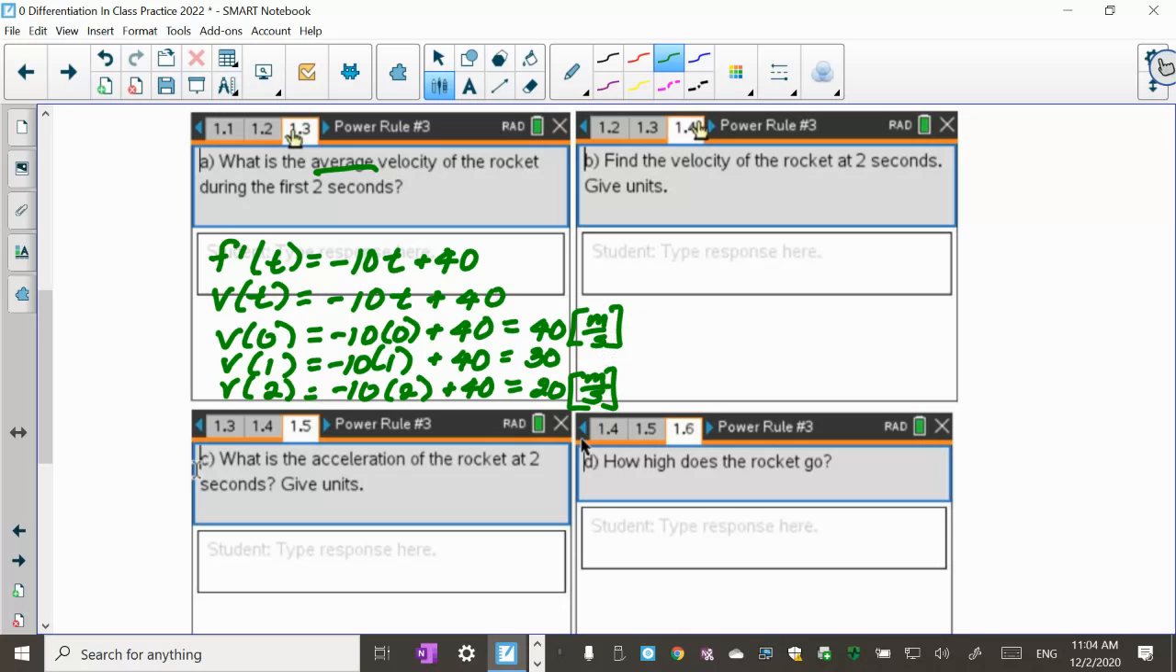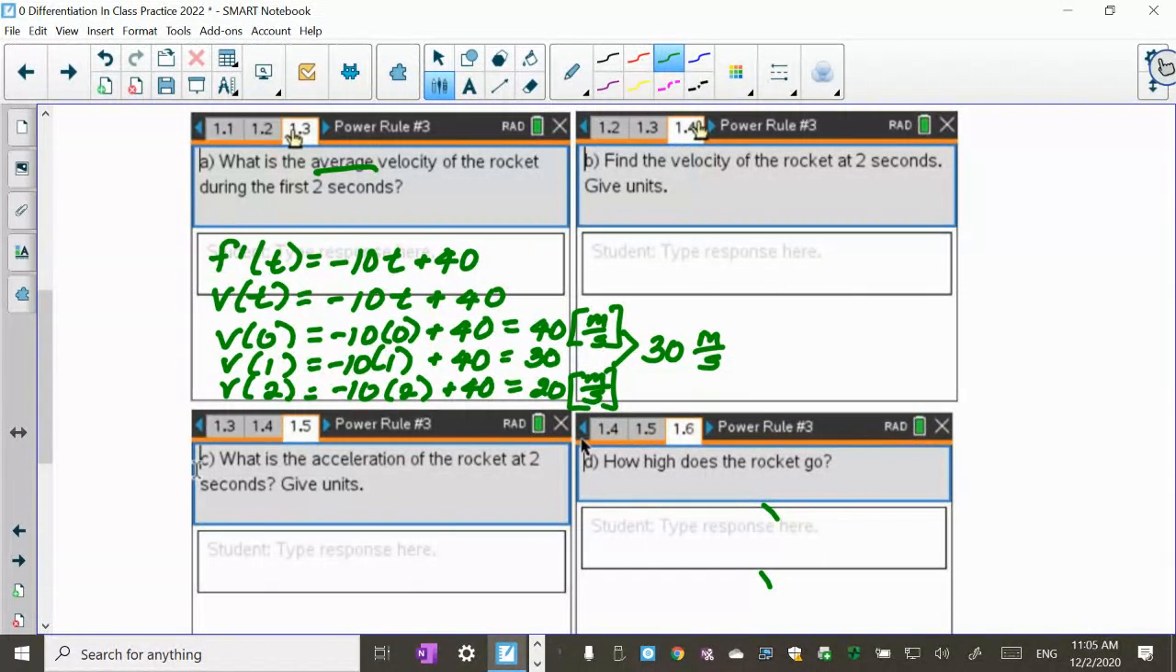Okay? So if I'm going to average them, if I add all three and divide by 3, so 40 plus 30 is 70, plus 20 is 90, divided by 3, my average velocity is going to be 30 meters per second. That's my average velocity. All right?